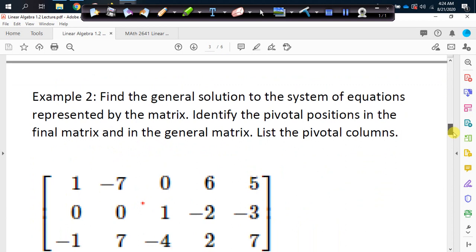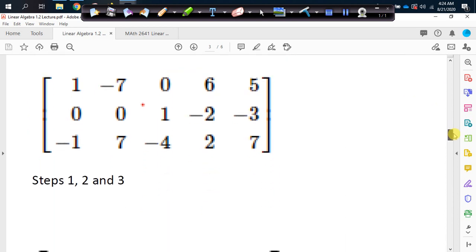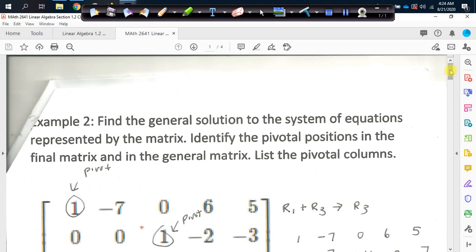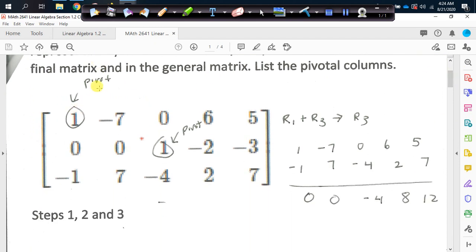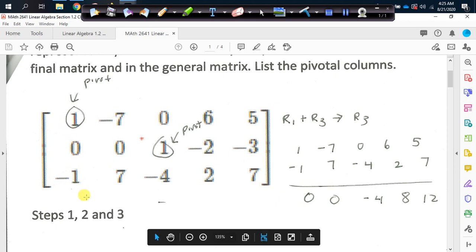Okay, here's an example. We want to find the general solution to the system of equations represented by the matrix. Identify the pivot positions in the final matrix and in the general matrix. So I'm going to go over to this page where I worked it out a little bit more. So I look at my matrix. This is a pivot position right here. So what I want to do is get rid of this -1. So I'm just going to add row 1 to row 3.